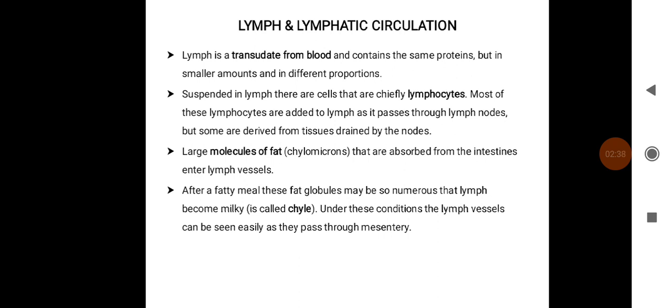Large molecules of fat, which are called as chylomicrons, are absorbed from the intestines and enter the lymph vessels. After a fatty meal, these fat globules may be so numerous that lymph becomes milky. So that is why it is called as chyle. Under these conditions, lymph vessels can be seen easily as they pass through mesentery.